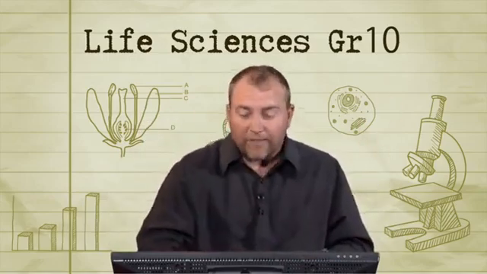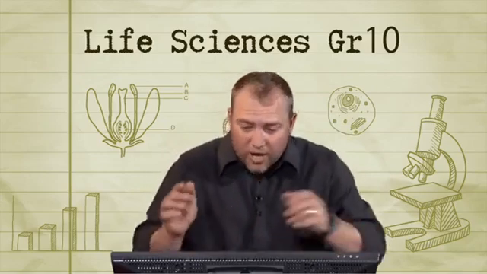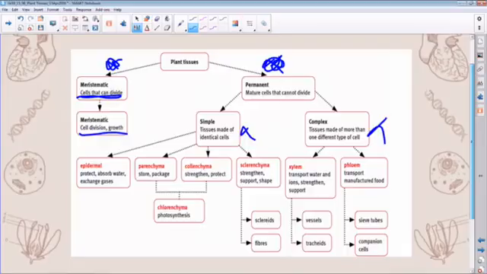Okay, next one, your permanent tissue. Your permanent tissue is divided into two sections: your simple and your complex. Now your complex, I always go to the complex first, because your complex in this stage is going to be your two main things. It's your water, which is your xylem, and your phloem, which is your food.